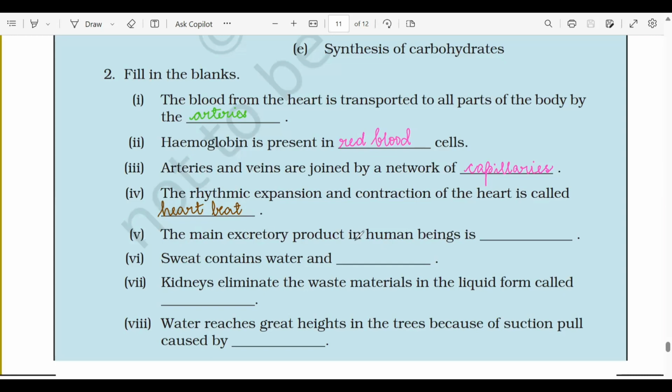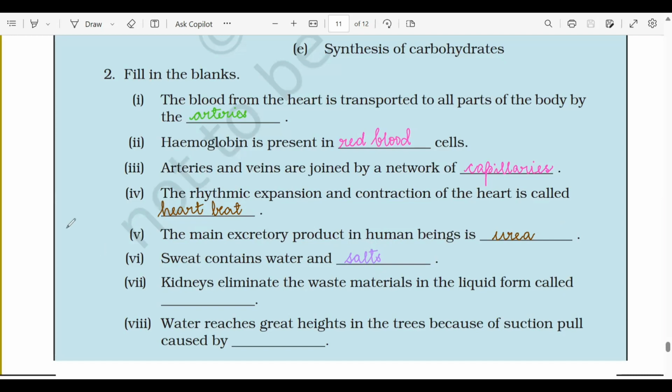The main excretory product in human beings is urea. Next question. Question number 6. Sweat contains water and salts. And these salts, if you all remember, are responsible for the yellow patches that form on our white clothes in the underarm part.